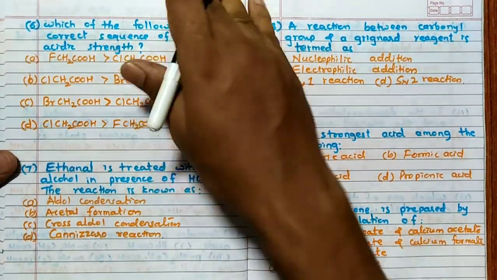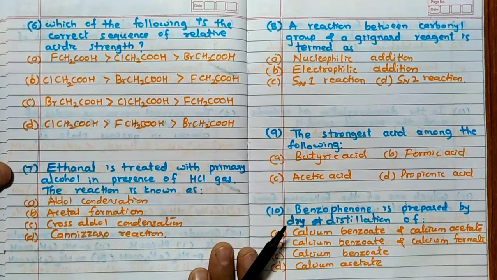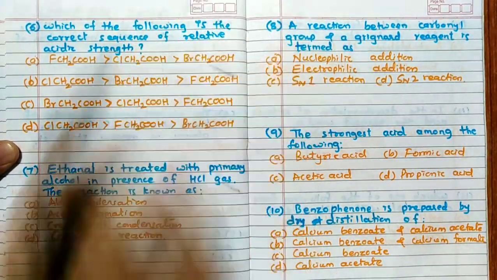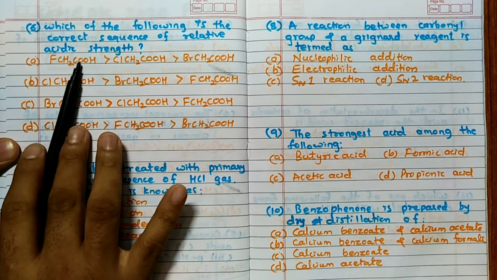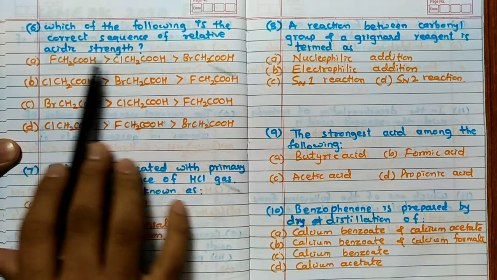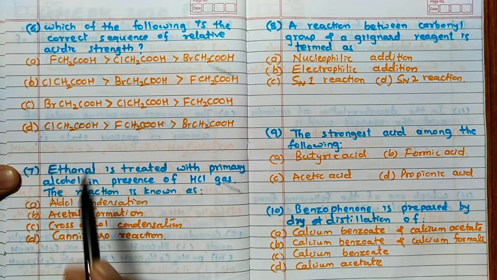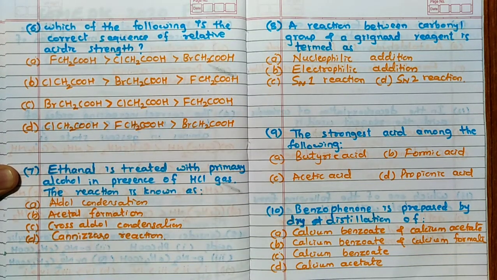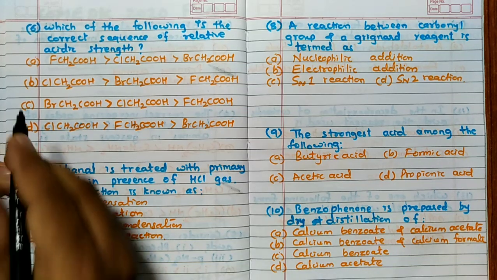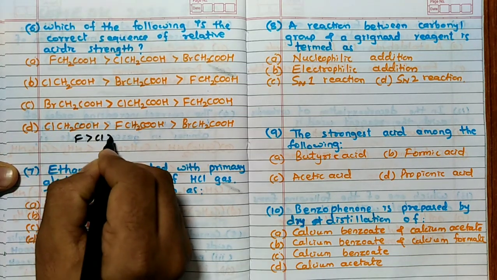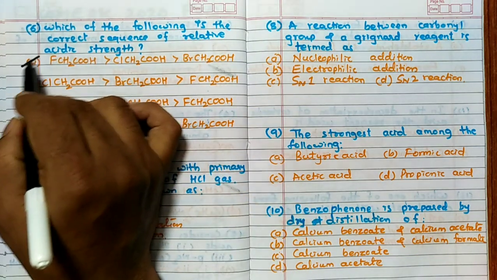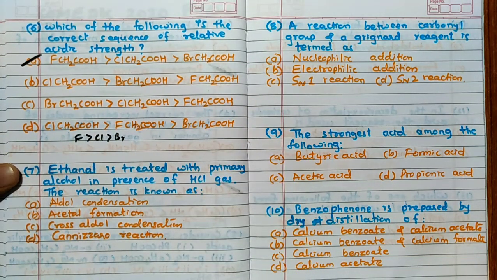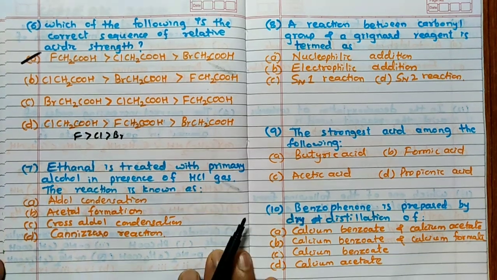Which of the following is the correct sequence of relative acidic strength? Acidic strength is very important in the carboxylic acid chapter, remember that part. In this particular case, once again a COOH group is there, with F, Cl and Br. The acidic nature depends on the electron withdrawing capacity, which is greater for fluorine than chlorine than bromine. Because of that reason, fluorine is more acidic, then chlorine, then bromine. So the answer is A.